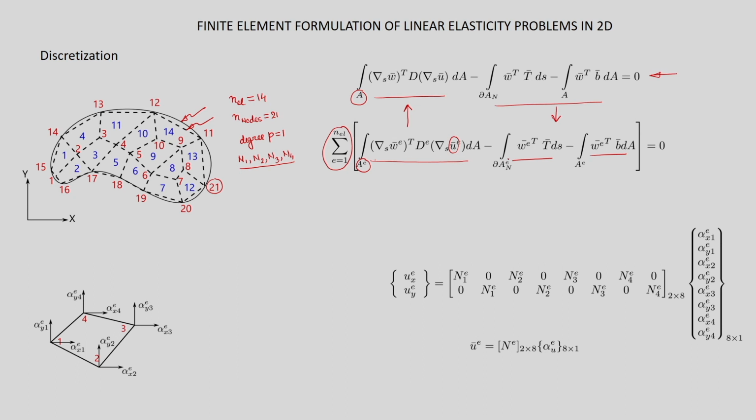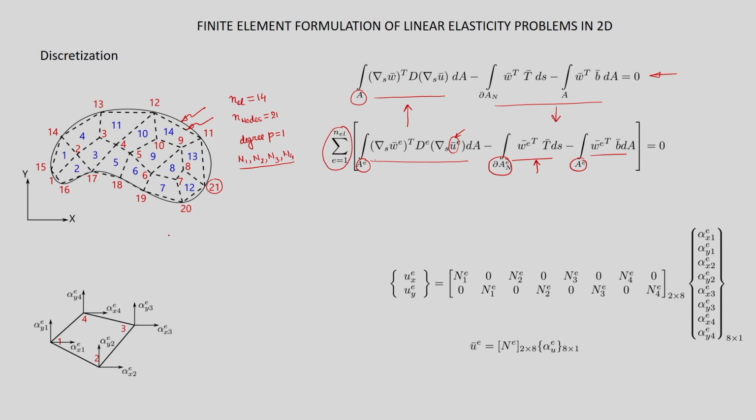Now, this second integral is over the Neumann boundary. Okay. So, in that case, if any of the edges of that element E coincides with the Neumann boundary, then only we have to take care of this, otherwise we do not have to. So, that is how this has to be done, but the other 2 integrals are over the area of that element E. Alright. Now, let us see how to represent this displacement in a given element as a linear combination of the shape functions.